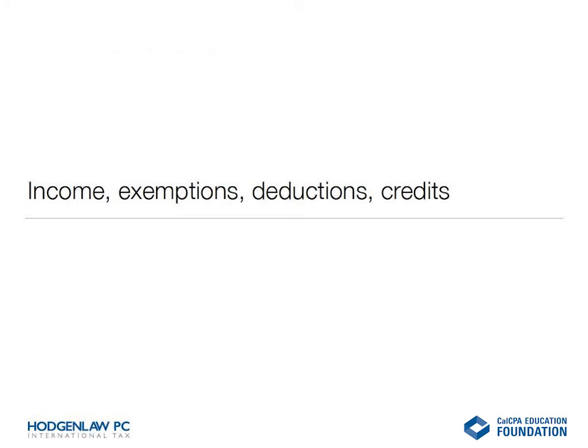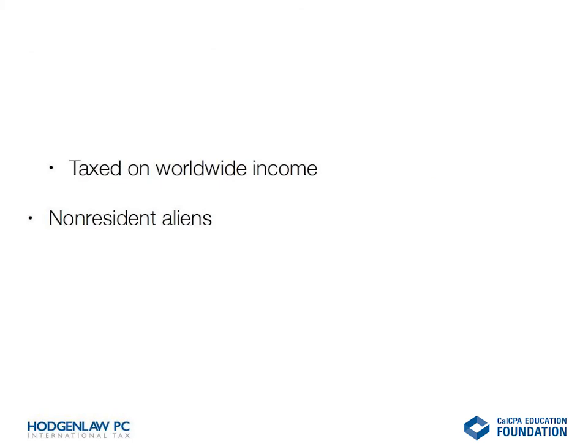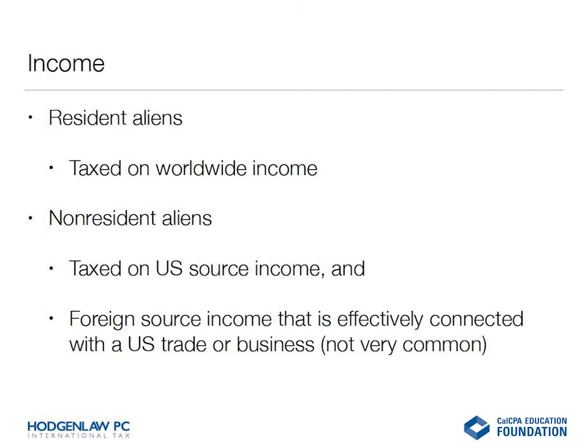Now let's talk in a little bit more detail about how certain things will be reported on the tax return. And we're going to talk about income, exemptions, deductions, and credits, and all of this on a fairly high level. We're not going to go into a lot of detail with any one of these in particular.